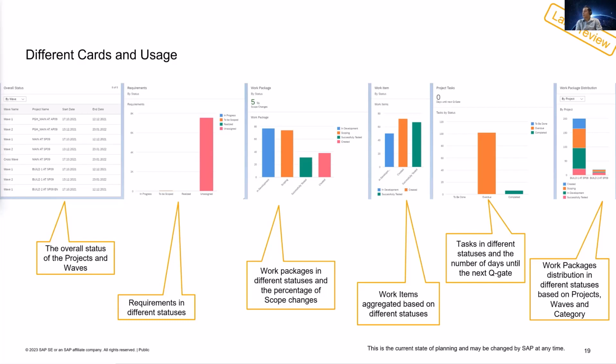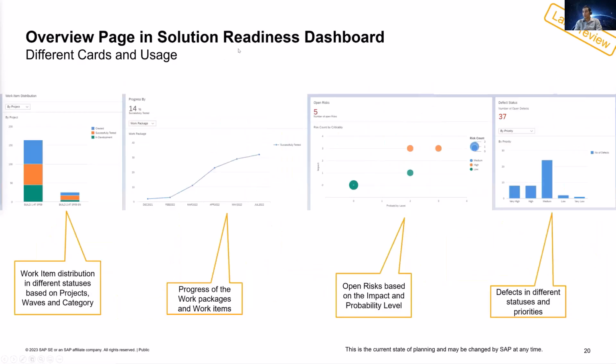The work item and the aggregated status for this work item is provided as a different card. How has your project status progressed further, and the work package distribution that we have, how the work packages have been distributed across different projects and waves based on their categories, is also provided out of the box.